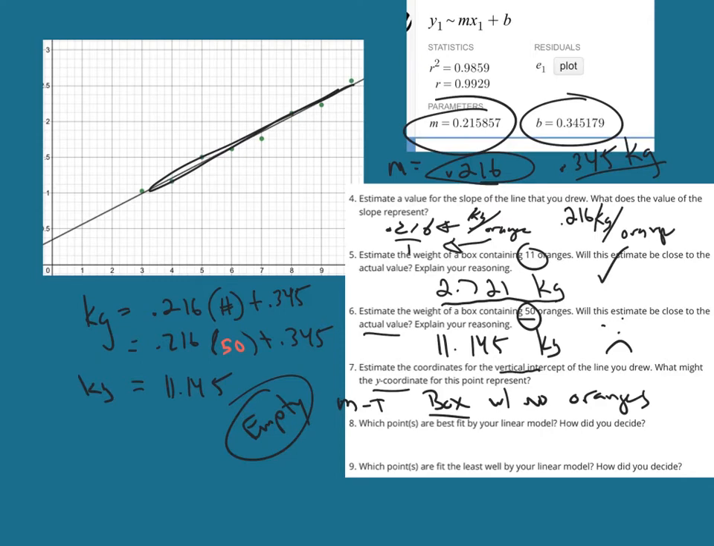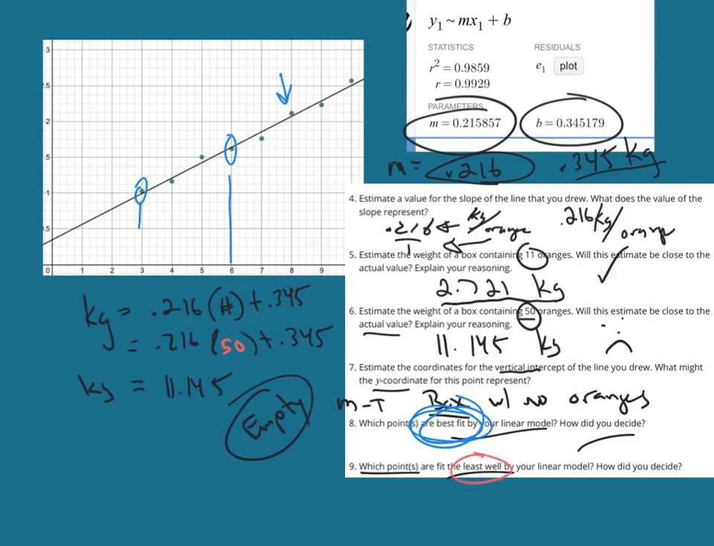Now these last two questions here, it says, which points are best fit by your linear model? How do you decide? And which points are least well fit by your linear model, and how do you describe? So let's take a look at the model. First, let's deal with the good fit, right? So we'll do the good fit in blue. So best fit, I would say for 6 oranges, that was pretty good. That landed almost right on the model. And 3 oranges landed almost right on the model. And then the 8 oranges.